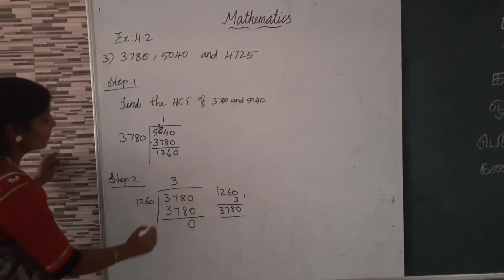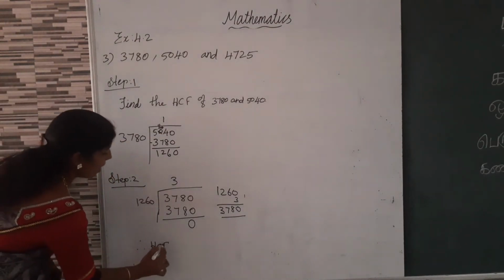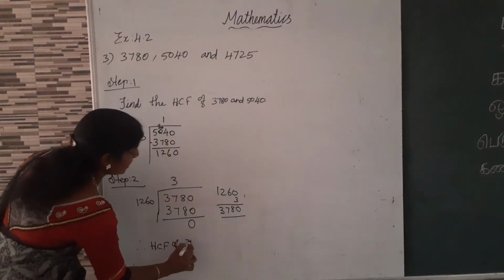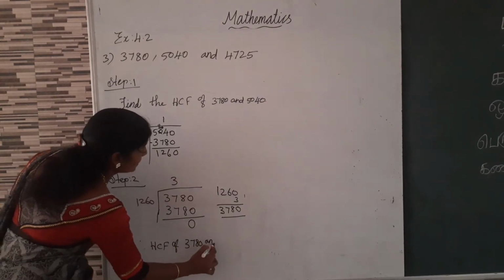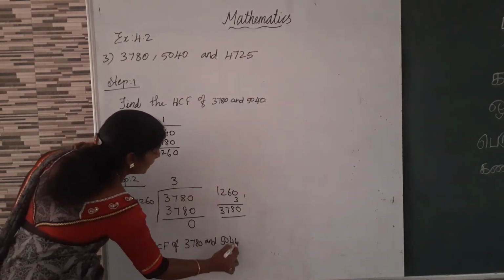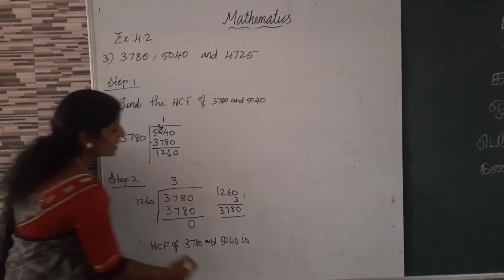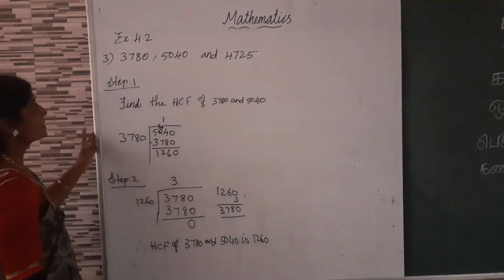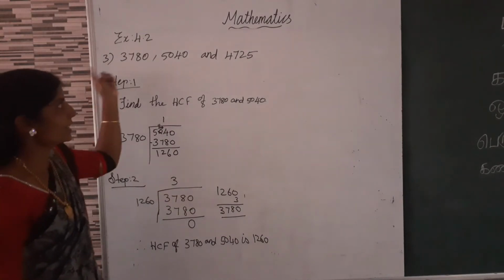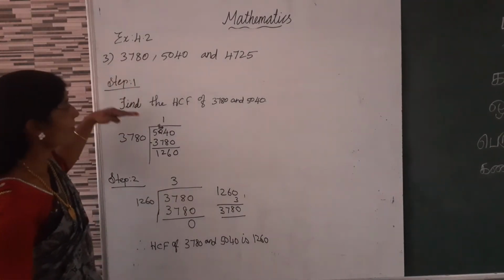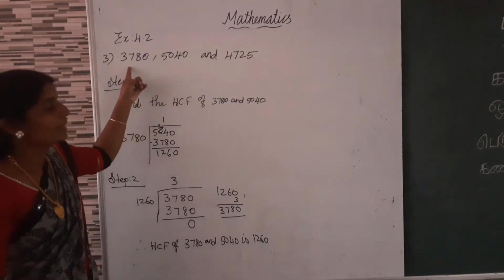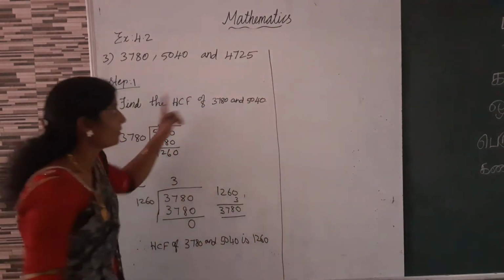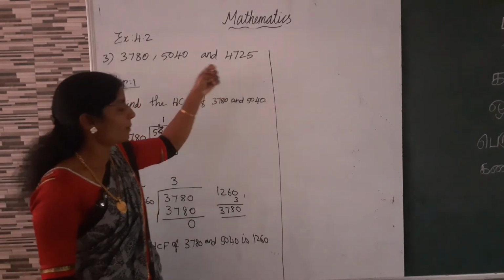What is the HCF? Therefore, the HCF of these two numbers, 3780 and 5040, is the last divisor, 1260. Okay. This is the first. Now we have found the HCF of the first two numbers. Then we can take the third number. We have one more number, isn't it?